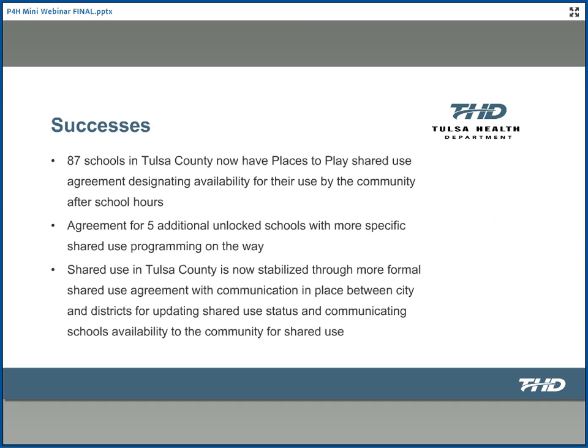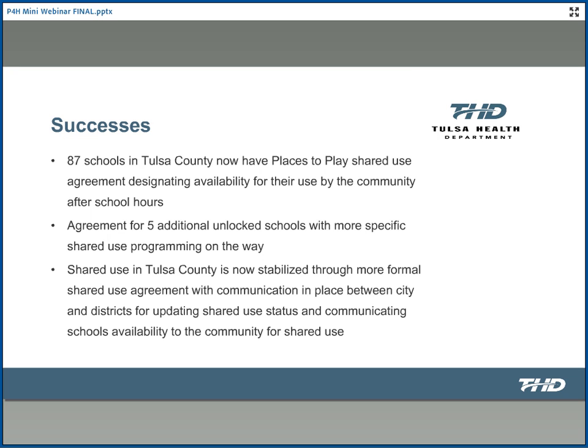And so our success is that we now have 87 schools in Tulsa County that have a places to play shared use agreement, officially designating their availability for use by the community after school hours. And we've got 5 additional unlocked schools, and I think more coming on the way. And also some specific shared use programming coming, with certain proposals.